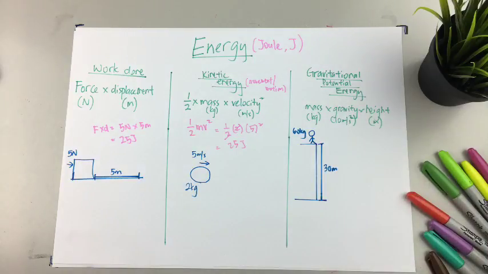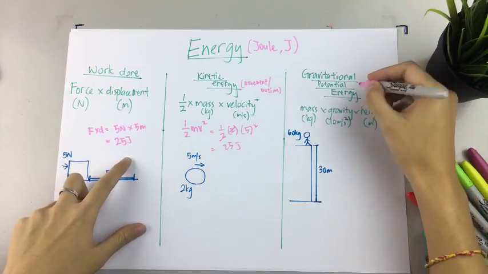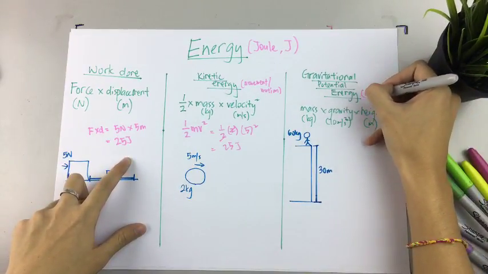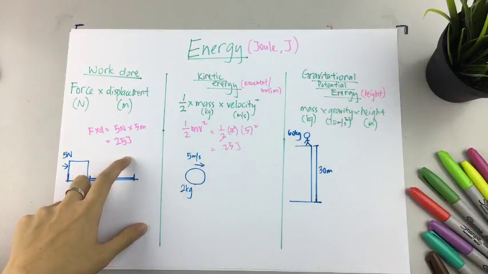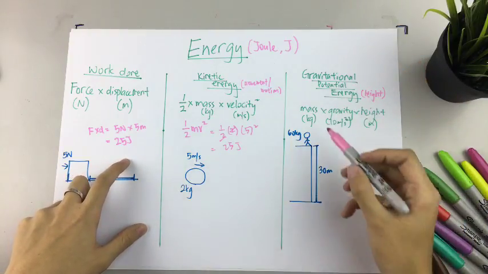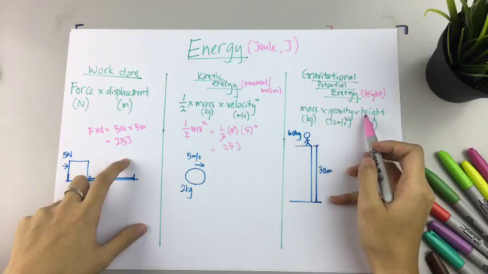Okay, then last one will be gravitational potential energy. There are actually quite a number of potential energies. For example, we have elastic potential energy, then we have this gravitational potential energy. Gravitational potential energy is talking about when there's a certain height, or some altitude. So how do we calculate this? We have this formula, mgh. So remember, mgh.